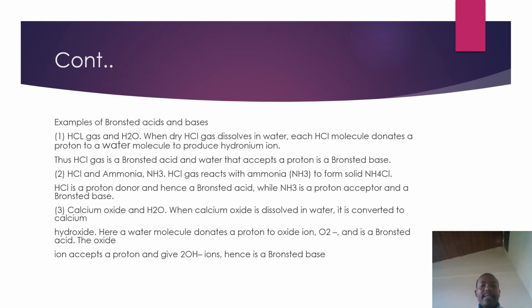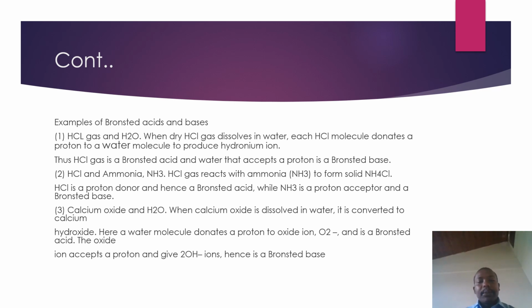Examples of acids and bases: HCl gas and water. When HCl gas is dissolved in water, each HCl molecule donates a proton to a water molecule, producing a hydronium ion. Thus, HCl gas is a Brønsted acid, and water, which accepts the proton, is a Brønsted base.